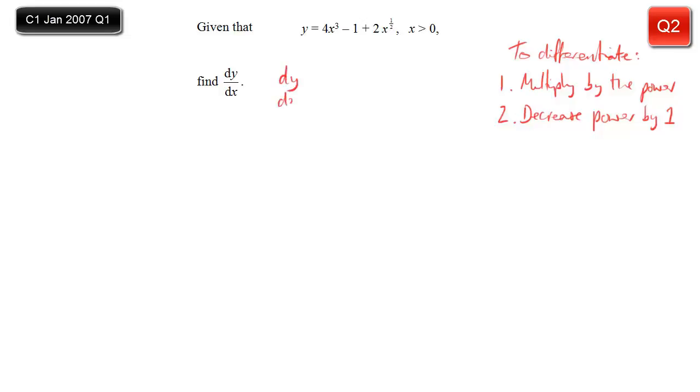So dy by dx, first term we have 4, and then we look at what happens to the x cubed. We're going to multiply by the power, so we get 3, and then we decrease the power by 1, which becomes 2, so 3x squared. Minus 1, a constant, when you differentiate it, gives you nothing, 0. I wouldn't normally write that in, but that's just to illustrate what comes from that term. And then finally we have the 2 lots of, well, that one there, we multiply by the power, which is 1/2, and then decrease the power by 1, which will be minus 1/2. So we have 2 lots of 1/2 x to the power minus 1/2. That's your answer, but we'll tidy it up. 12x squared, 2 times 1/2 is 1, so we get plus x to the power minus 1/2. And that's it.